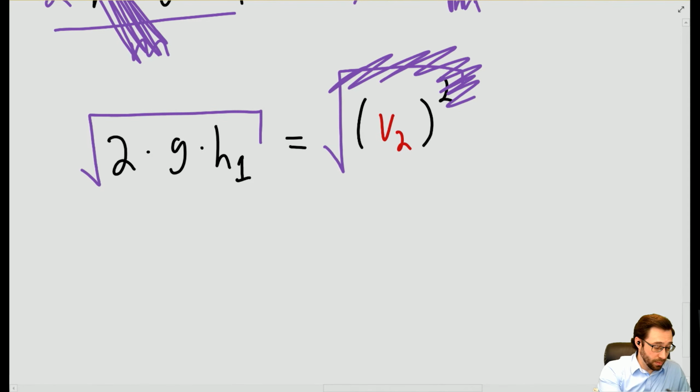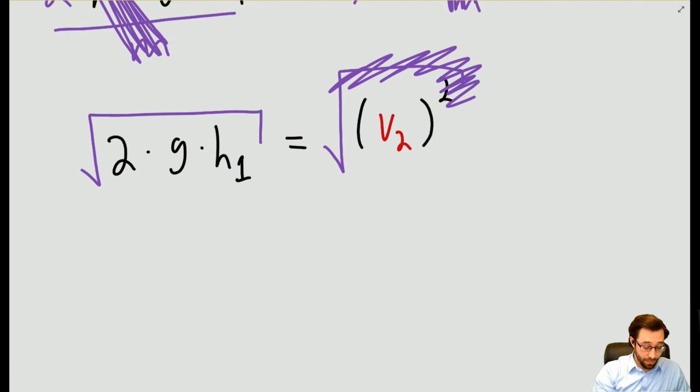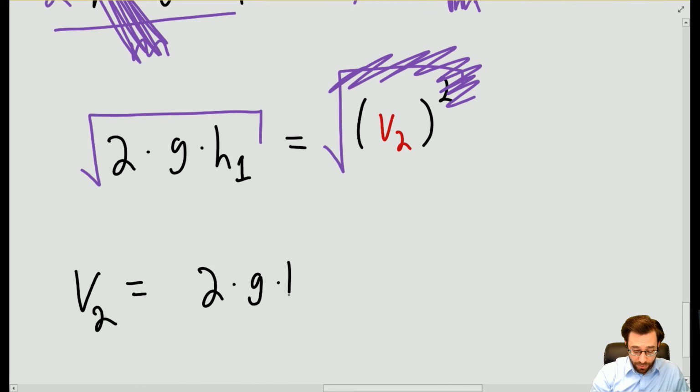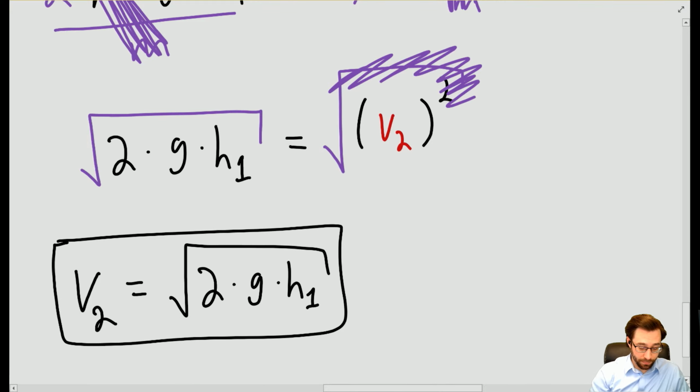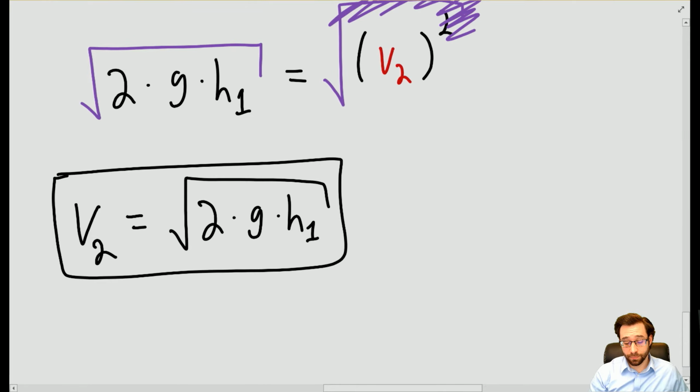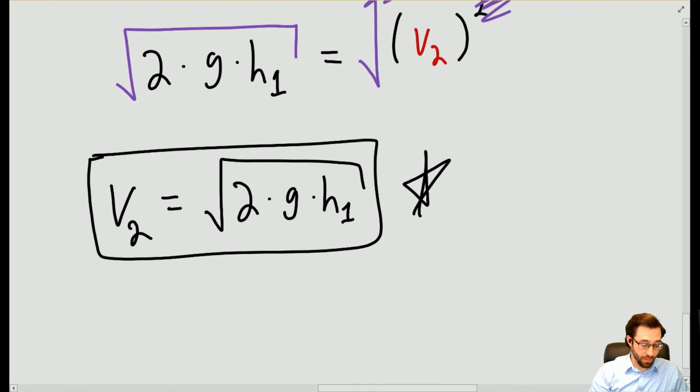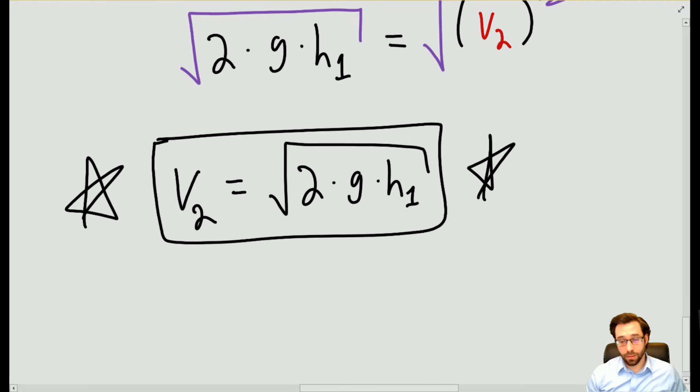So now the final equation for V2 is going to be the square root of 2 times G times H1. Cool. So this is one that you should write down because you can use a formula sheet on your assessment. Any questions? Okay.